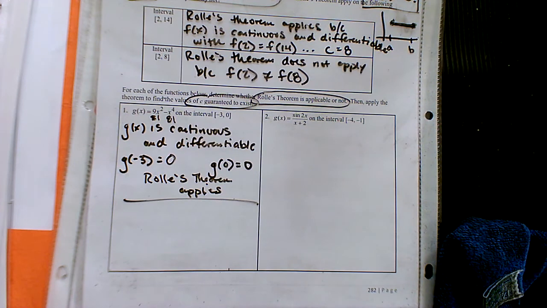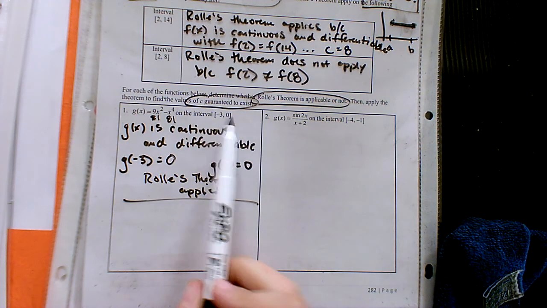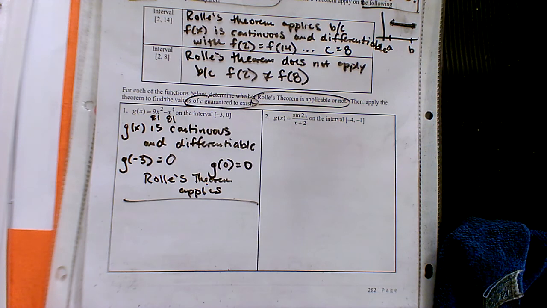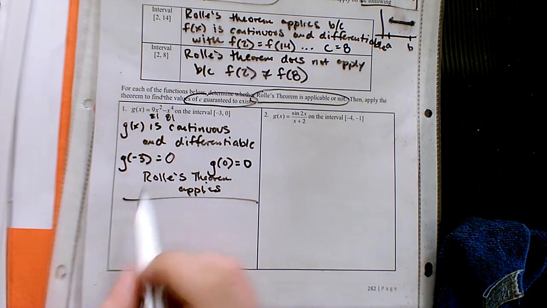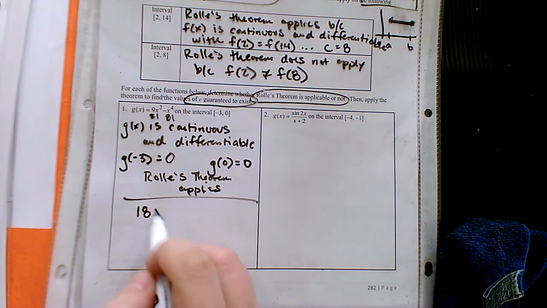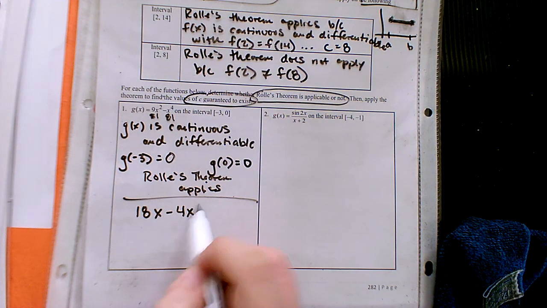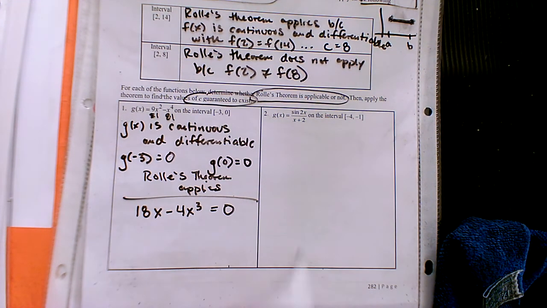So we know we are guaranteed to have a critical point somewhere between -3 and 0, where we have that derivative equaling 0. We're going to go ahead and try to figure out where that is. So we know it should be somewhere between -3 and 0. So let's go ahead and take the derivative. We've got 18x minus 4x to the 3rd, and we're going to set it equal to 0, just like any other critical point that we found this year.